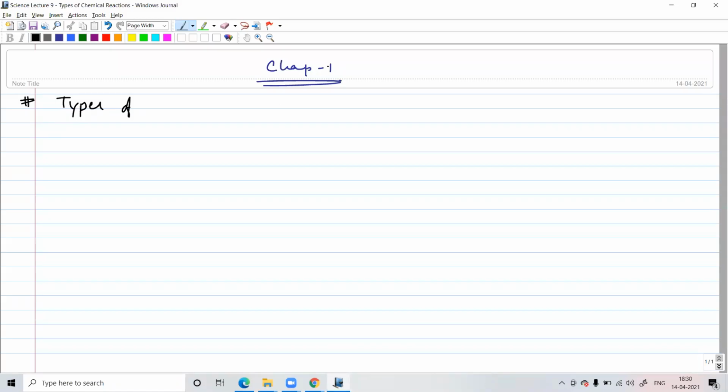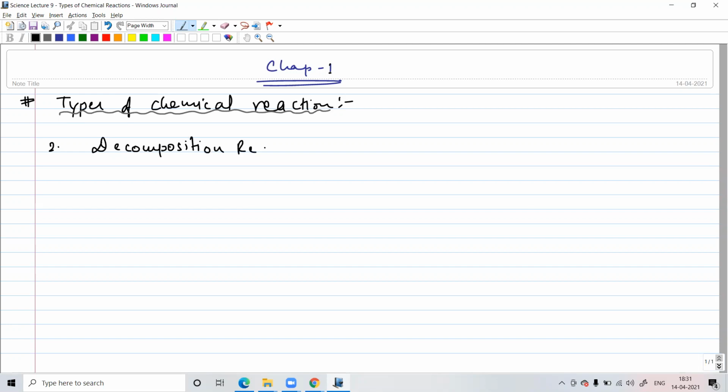So like I said, we are continuing with the first chapter. The topic which we are dealing with right now is types of chemical reaction. The first one we had seen in the previous class was combination reaction. And we are going to go to the second topic now, which is the opposite of combination, that is decomposition reaction. So before I go ahead anywhere, let me just give you a proper definition.